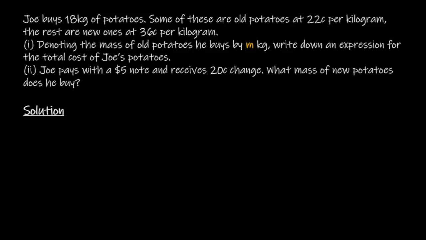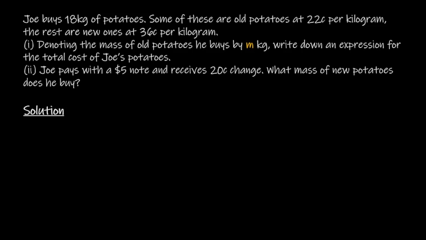So let's start with an example. Joe buys 18 kilograms of potatoes. Some of these are old potatoes at 22 cents per kilogram. The rest are new ones at 36 cents per kilogram. I. Denoting the mass of old potatoes he buys by m kilograms, write down an expression for the total cost of Joe's potatoes. II. Joe pays with a $5 note and receives 20 cents change. What mass of the new potatoes does he buy?